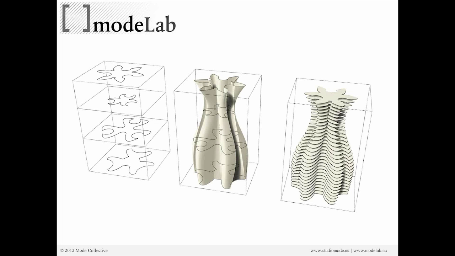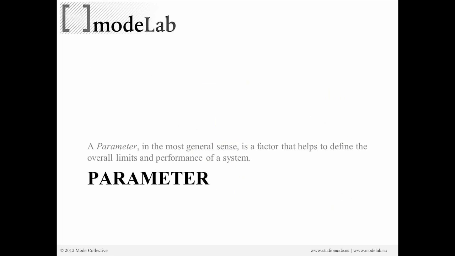Here's an example of a sketch that we can examine for how it is constructed as a parametric model. We have four diagrammatic plan profiles that together create a kind of massing that can be sliced up into different layers. So if it's a parametric model defined by the parameters and dependencies stated, let's unpack that a little bit. A parameter in the most general sense is any factor that helps define the limits and performance of a system.